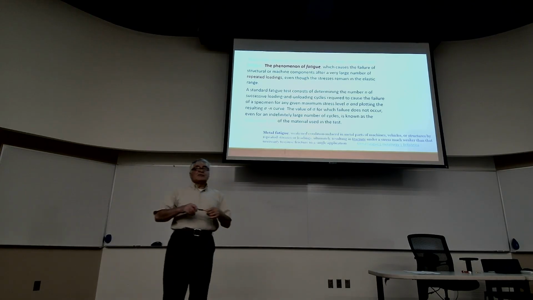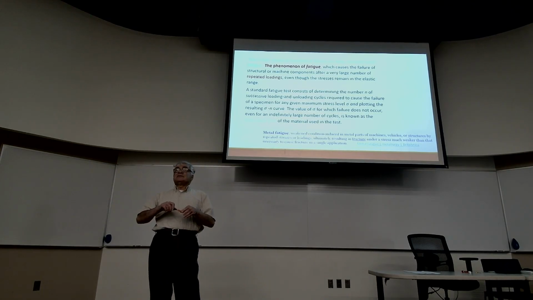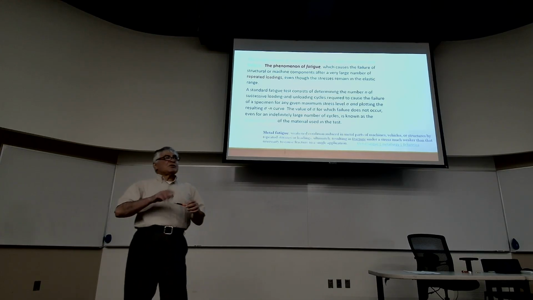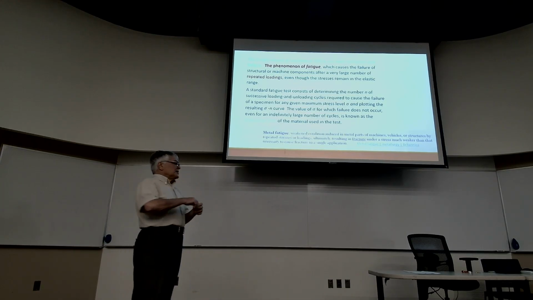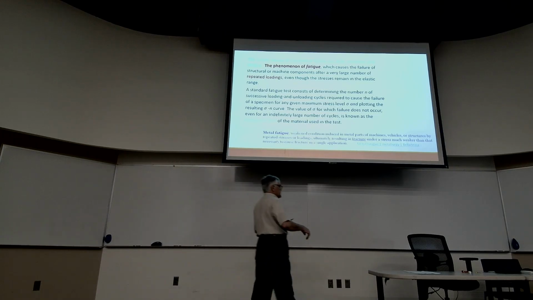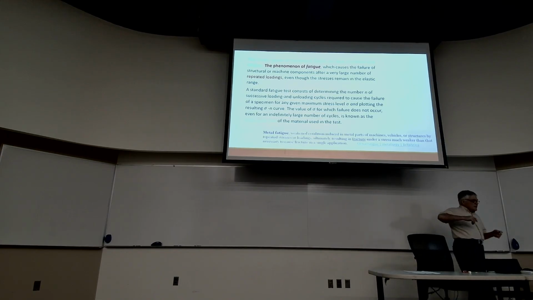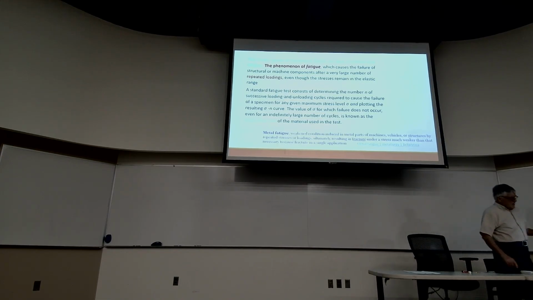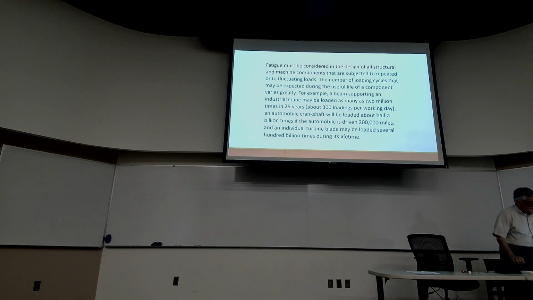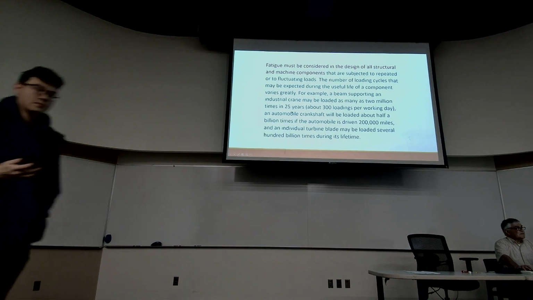Fatigue results in repeating cycles, and if you have a positive and negative sigma, for example, which is much less than ultimate stress, if you still have a large number of cycles, failure can occur. And we have some numbers here which are sort of interesting. For example, a beam supporting an industrial crane may be loaded as many as 2 million times in 25 years.